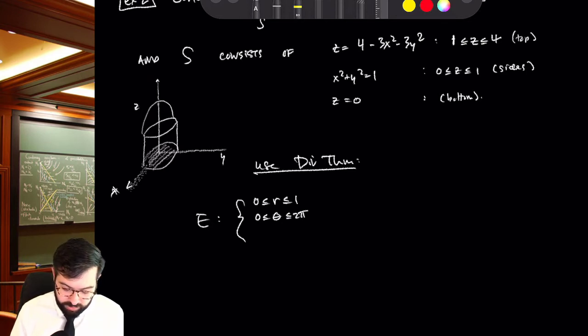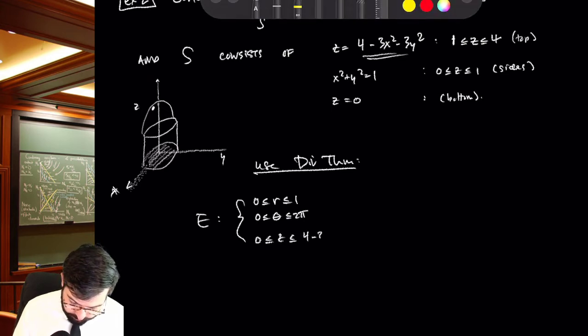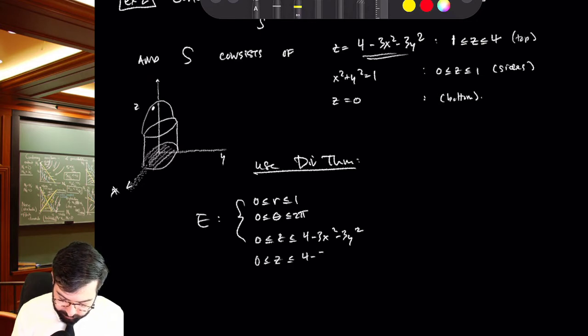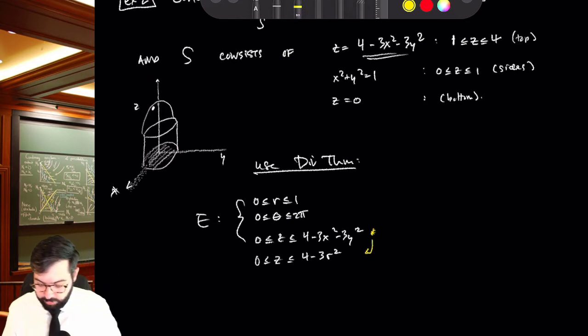And then we know our z height stops at 0 at the base, and up top, these values are given by this surface. We want to stick to polar, so we have to convert this to 4 minus 3r squared. Hopefully we've done this enough to see what happened from here to here.